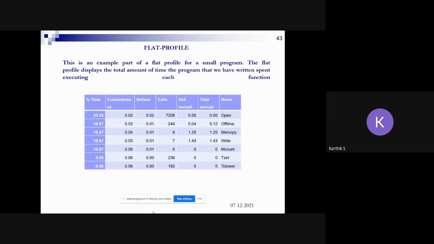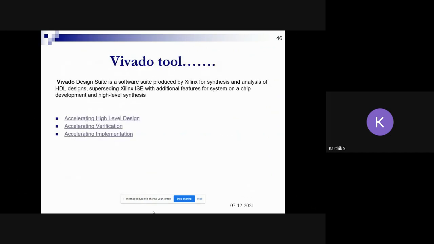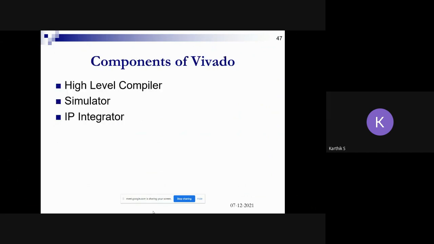The output of the profiling is the time consumed for every function. So if you see, the function named open takes 33.34 seconds. That particular function can be mapped into the programmable logic of that particular Zynq board. These are the various parameters of the profiling technique. And the tool that I've used for the entire design is the Vivado tool. You have a high-level compiler, a simulator, and IP integrator.